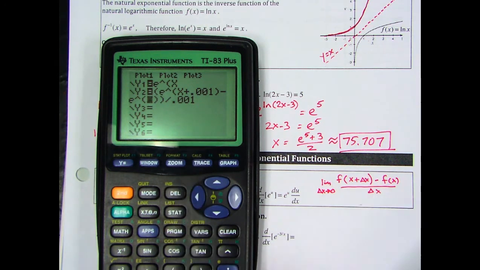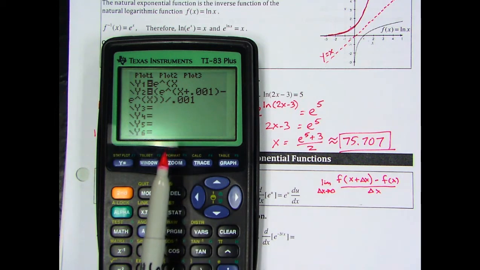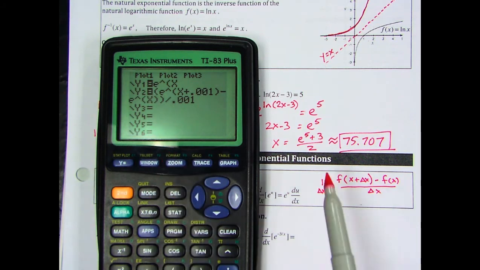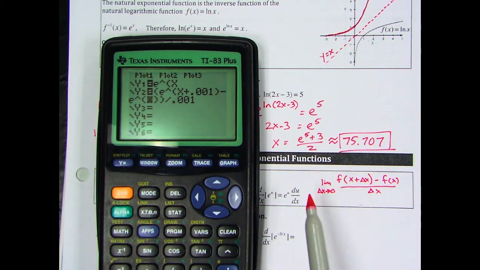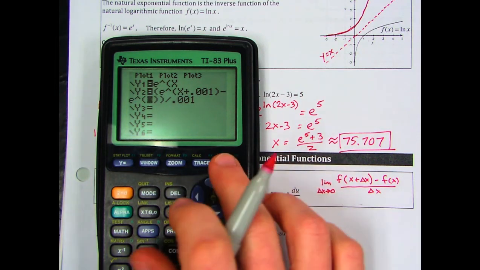We're going to graph both of these at the same time. What if you change your function to the e's? I just changed my function to the e. No, we're finding the derivative of e to the x. Okay, so go ahead and push graph.